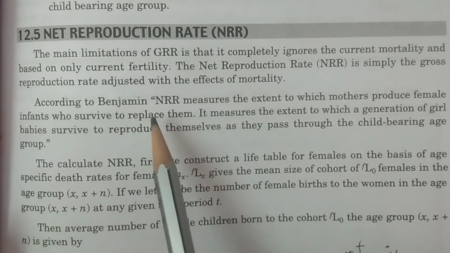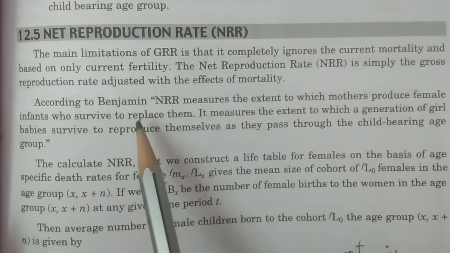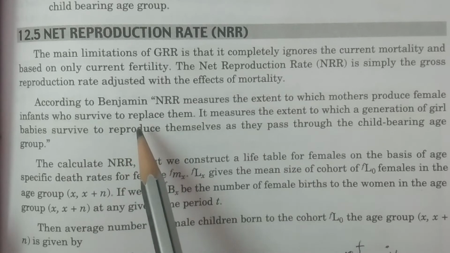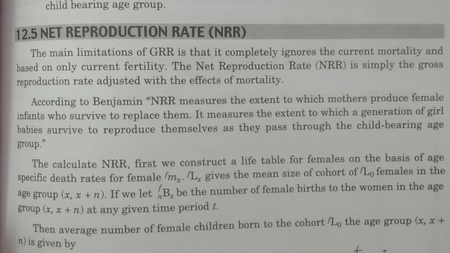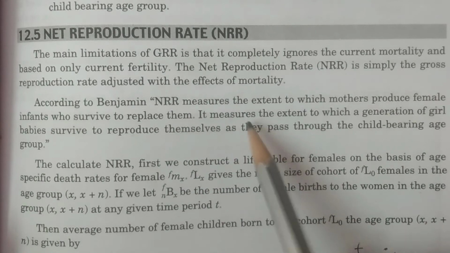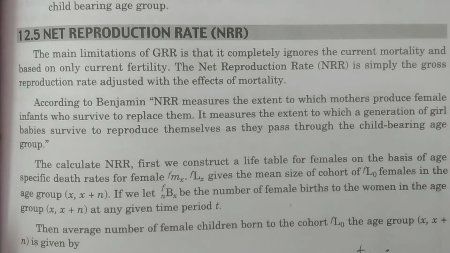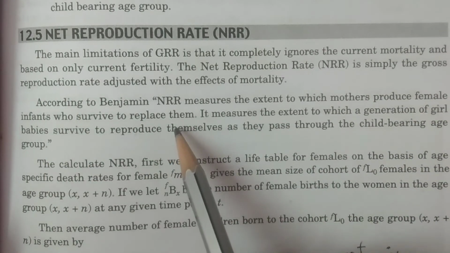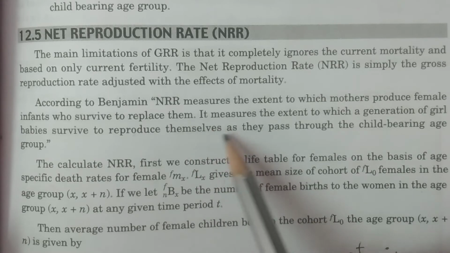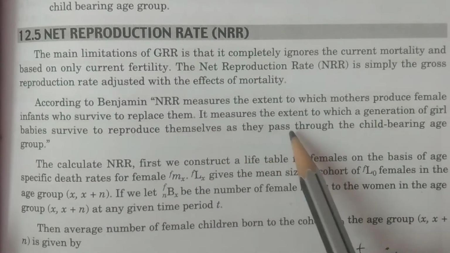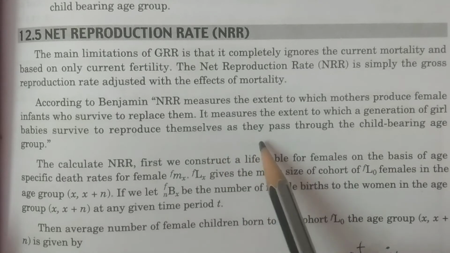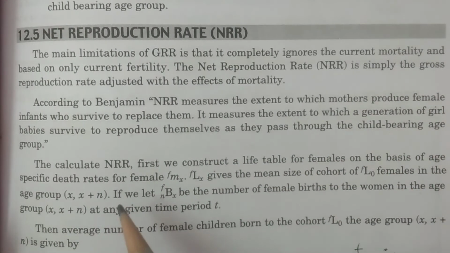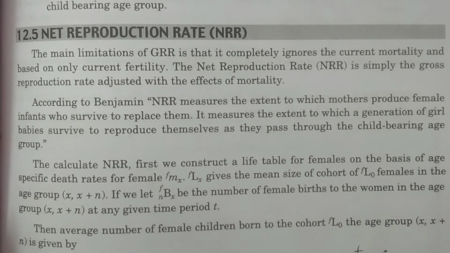According to Benjamin, one prominent vital statistician, who studied vital statistics and gave many specifications and theory, NRR measures the extent to which the mothers produce female infants who survive to replace them. That is what NRR does. It measures the extent to which a generation of girl babies survive to reproduce themselves as they pass through the childbearing age group. That is a very, very important thing. It was specified by Benjamin, right?